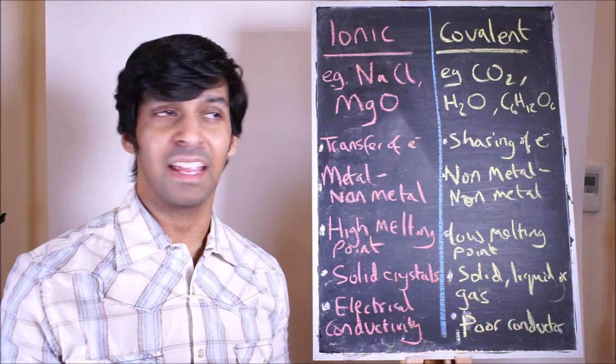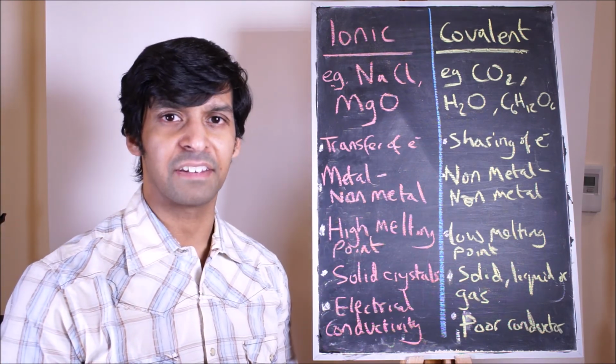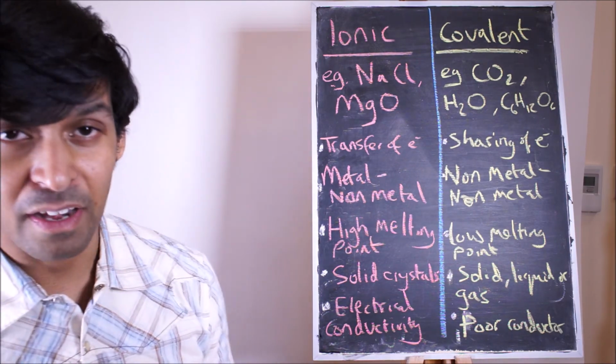And that's basically it for the differences between ionic and covalent compounds. Hope that made a lot of sense, and I'll see you in the next video.